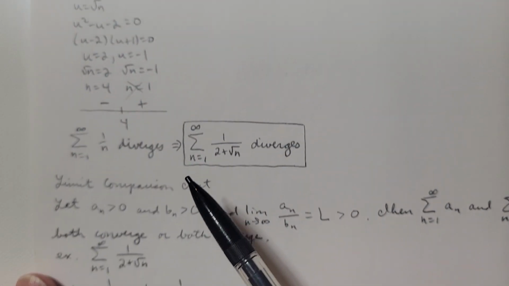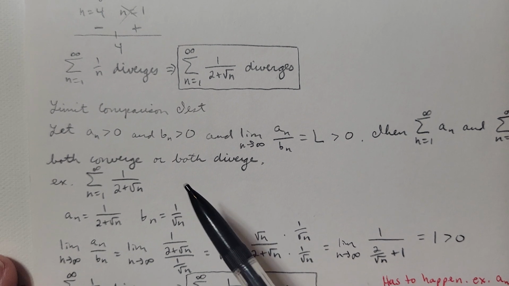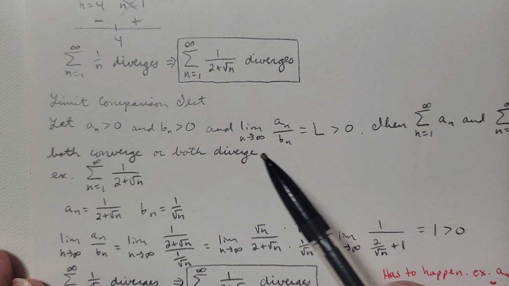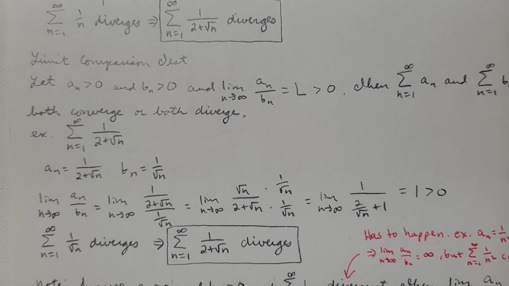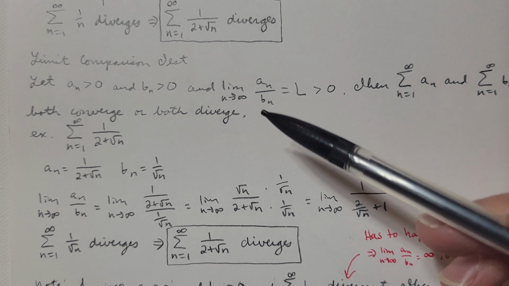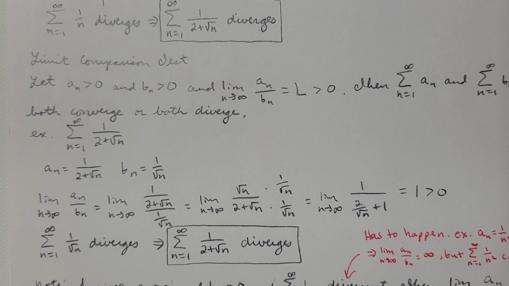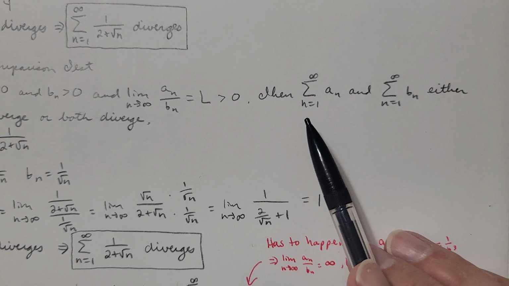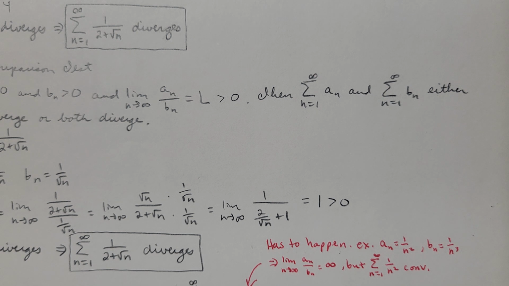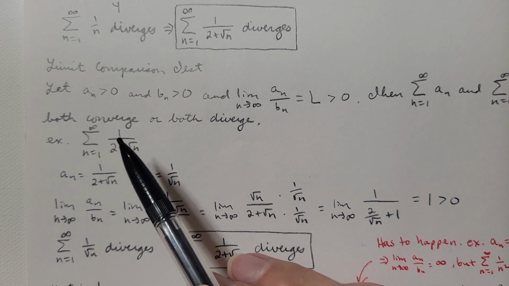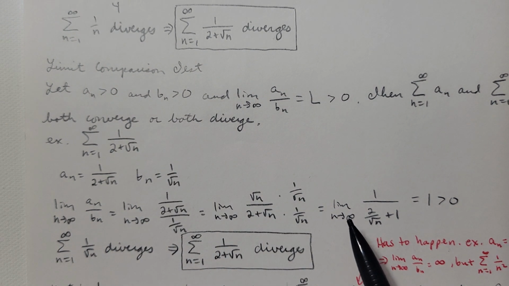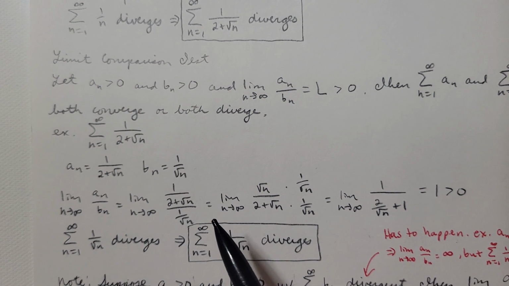Okay, let me talk about the limit comparison test next. We'll look at this same example here as the first one. That says let a sub n and b sub n be sequences that are positive. If the limit as n approaches infinity of a sub n divided by b sub n is equal to L, and L is some positive number, then the series given by the sum as n equals 1 to infinity of a sub n and the sum as n equals 1 to infinity of b sub n either both converge or they both diverge. Okay, so let's see.